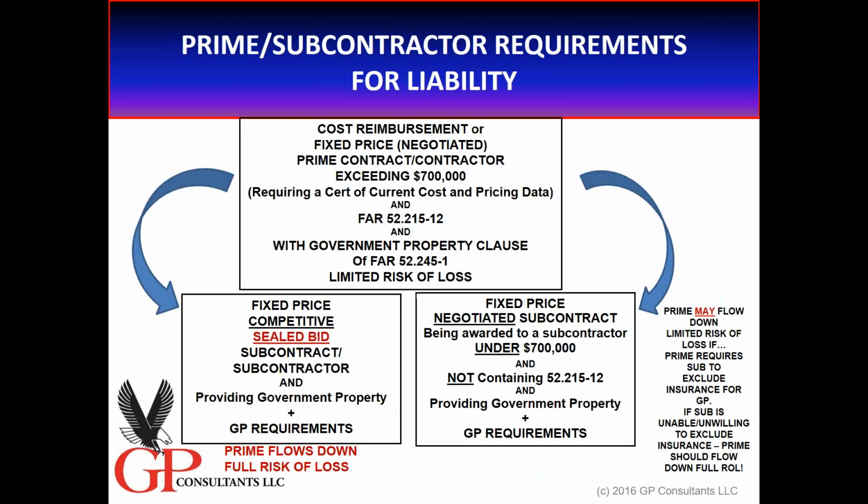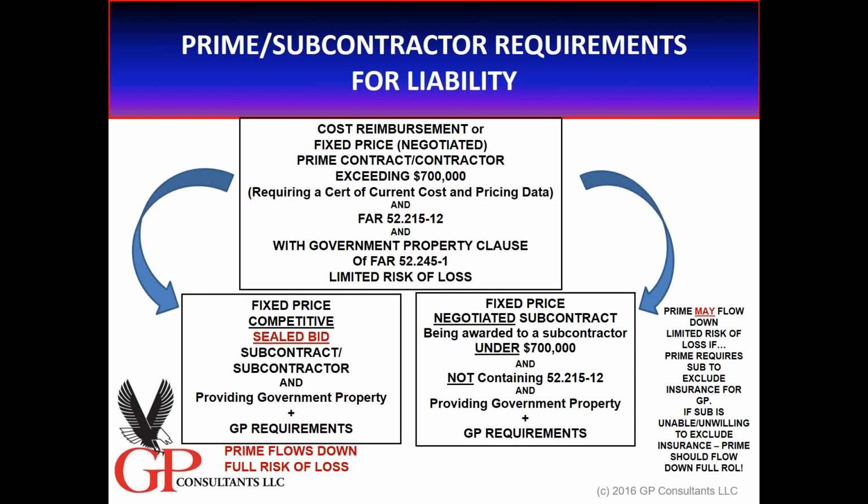Okay? Next one gets a little bit more difficult. So we still have that cost reimbursement type contract, or even a fixed price negotiated prime contract that exceeds that threshold of $7,000 that requires a certificate of current cost and pricing data, has 52-215-12, has government property, has the limited risk of loss as the prime. What can they flow down on the left-hand side? Well, wait a minute.